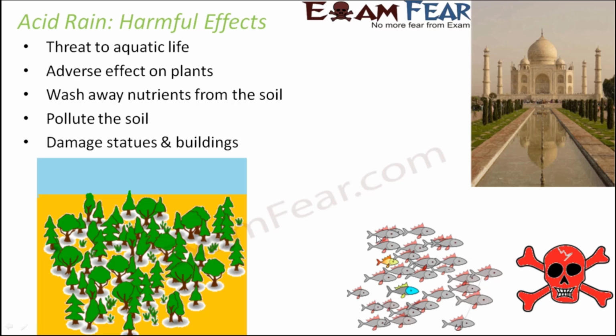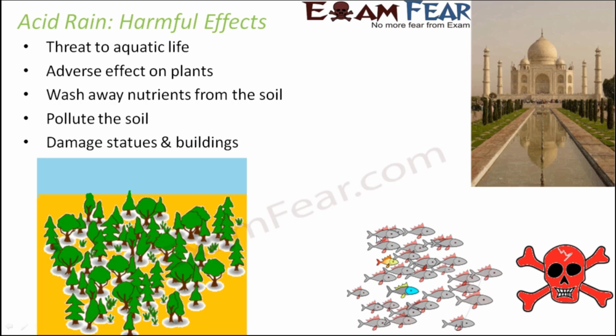Damaged statues and buildings. This is one very crucial harmful effect of acid rain. In fact, the Taj Mahal is the best example to show how acid rain has impacted it. If you look at the Taj Mahal around 20-25 years back, and compare it with what it is right now, you can see that it has blackened a lot. So what does this acid rain do? It causes very fast erosion.